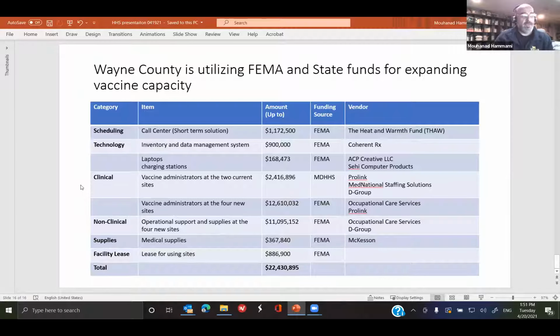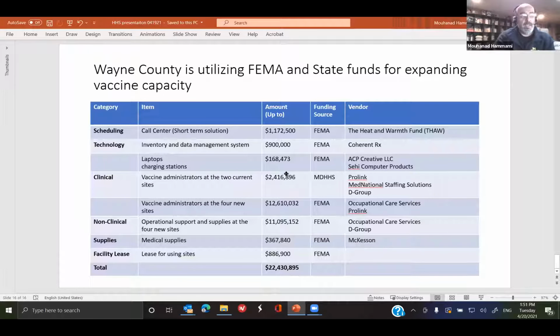For increased capacity, we need people that can administer vaccine, but we also need people that can handle the logistics, such as traffic control, registration, and the greeters. We also needed entities that can handle the supplies. So we have those as clinical and non-clinical, and we split those as enhancing capacity at our 2 current sites.